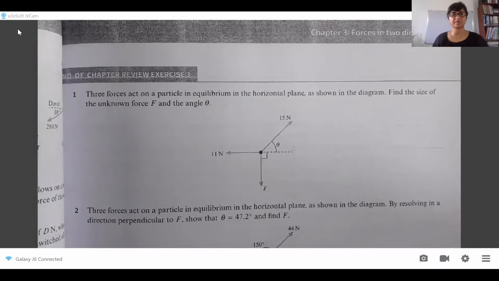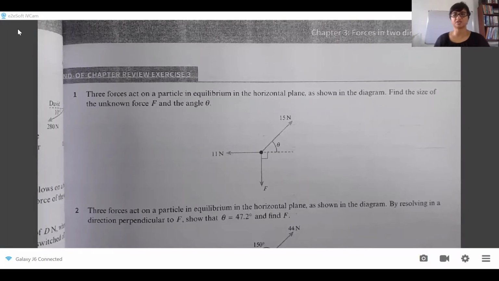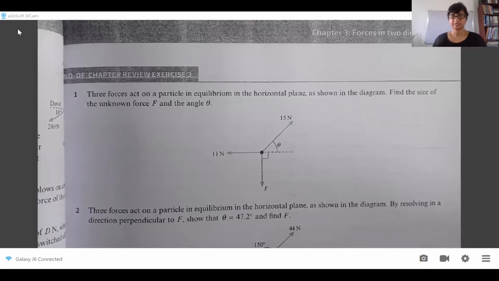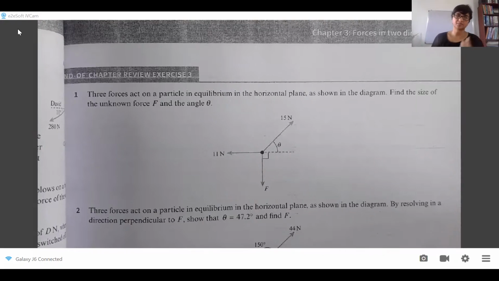Three forces act on a particle in equilibrium in the horizontal plane. Find the size of the unknown force F and angle theta. The key in these problems is when you are given that an object is in equilibrium, you consider horizontal equilibrium and vertical equilibrium and do what I did, equate upward forces to downward forces, rightward to leftward.